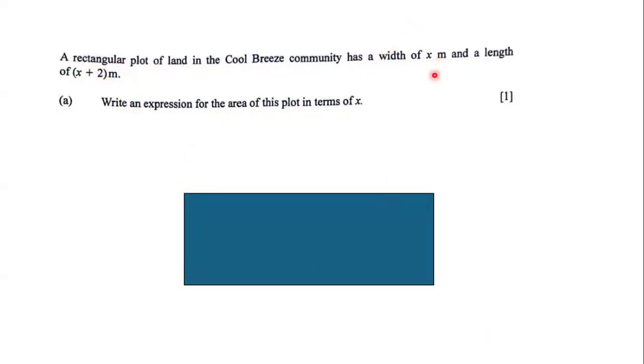It says that the width is x meters. So we have x meters for the width. And it says that the length is x plus 2 meters. Now they want us to write an expression for the area of this plot in terms of x. Now, what is area? Well, area of a rectangle is equal to the length multiplied by the width.